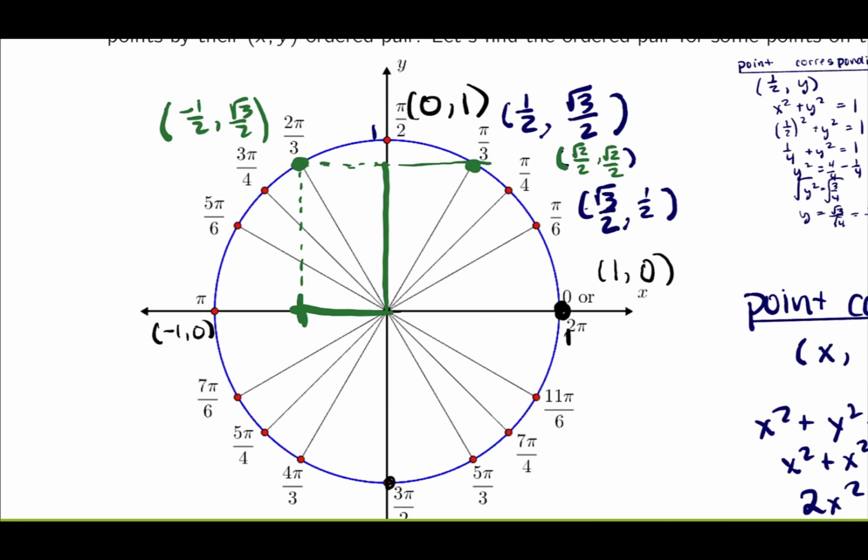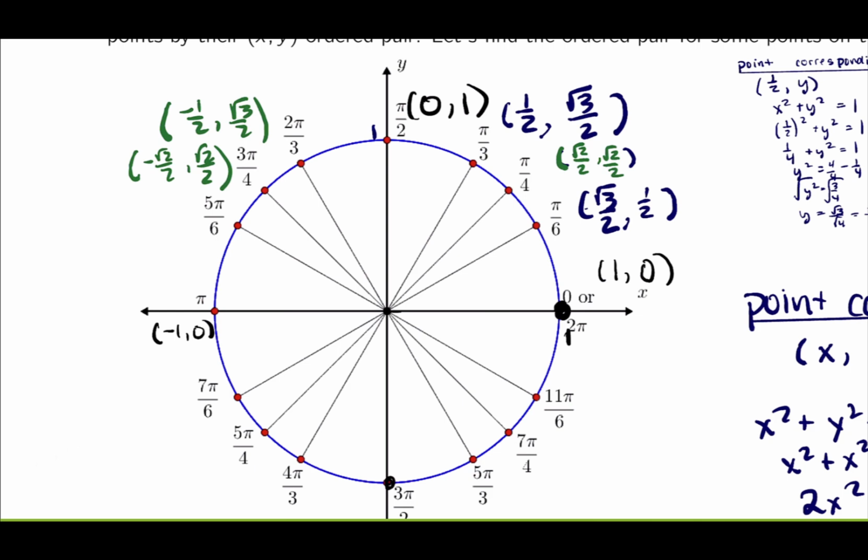So we can use the symmetry of this circle to figure out those values. Similarly, to get to the angle 3 pi over 4, I'm going to go left root 2 over 2 and then up root 2 over 2, giving me a point of negative root 2 over 2, comma, root 2 over 2. We'll have a really similar story for 5 pi over 6.